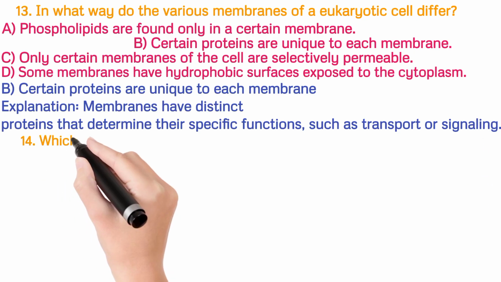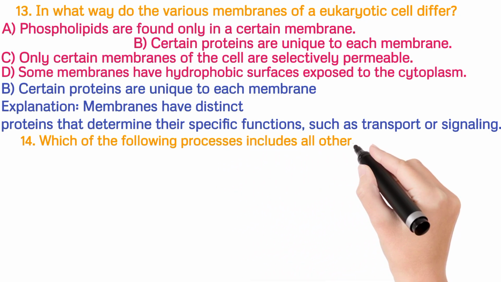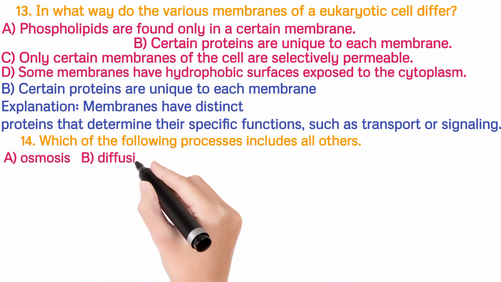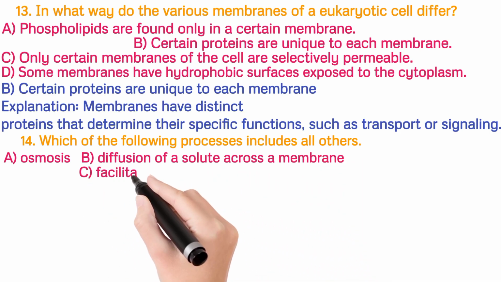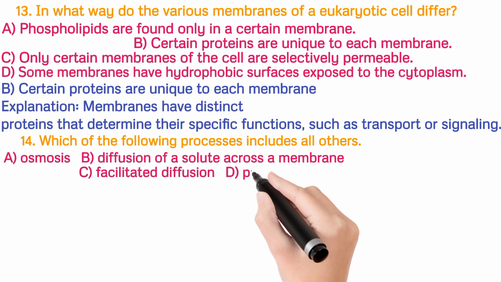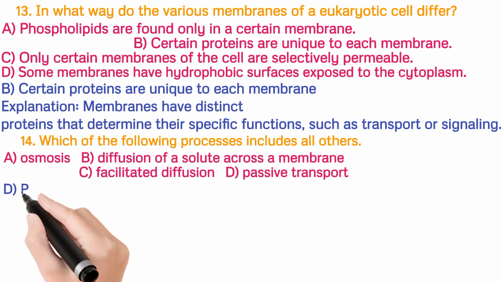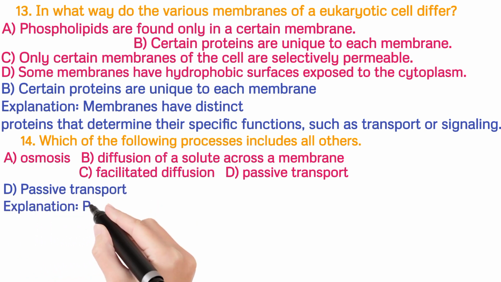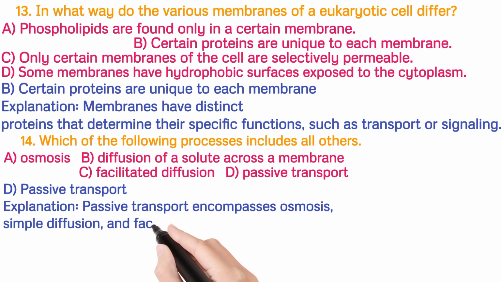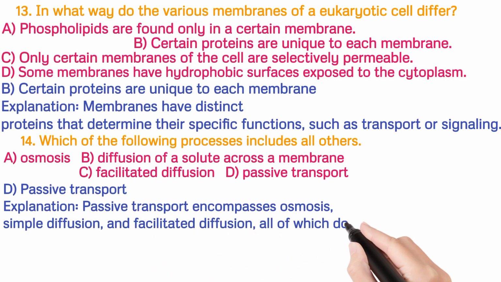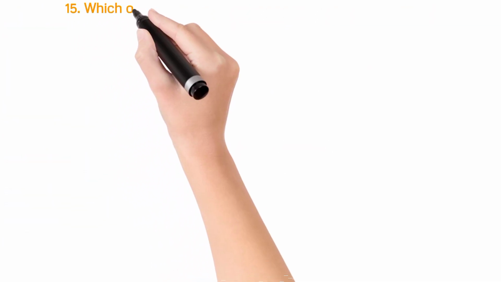14. Which of the following processes includes all others? A. Osmosis. B. Diffusion of a solute across a membrane. C. Facilitated diffusion. D. Passive transport. And the correct answer is D. Passive transport. Explanation: passive transport encompasses osmosis, simple diffusion, and facilitated diffusion, all of which do not require energy input.